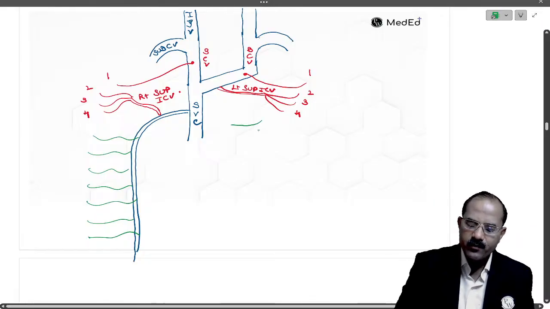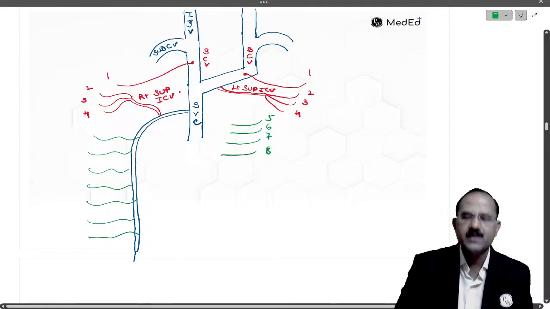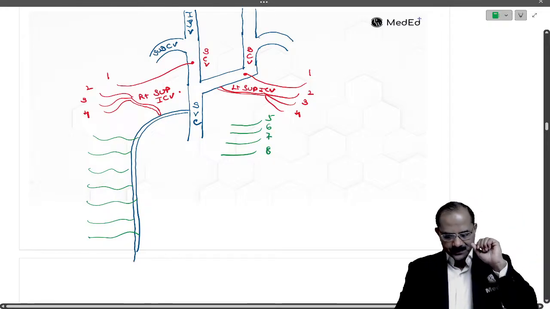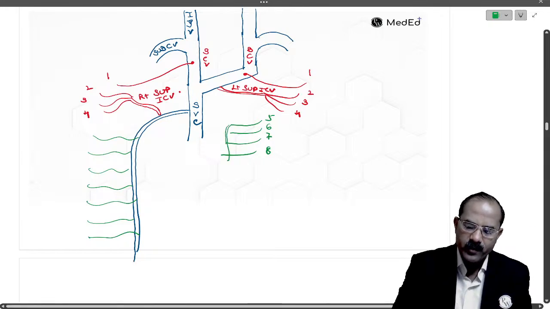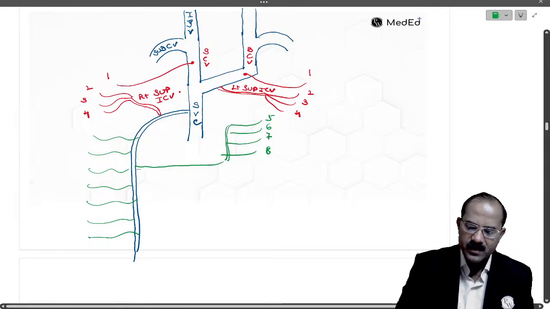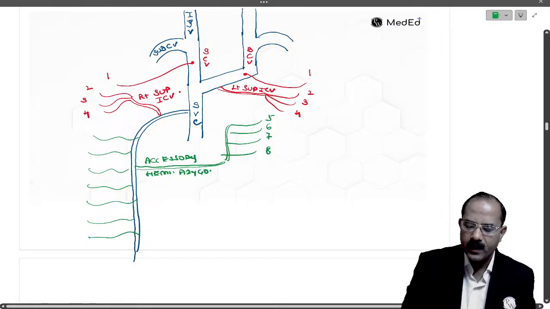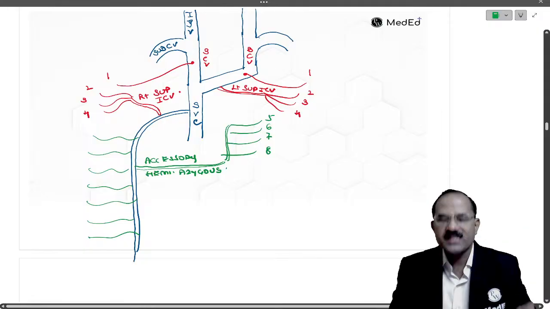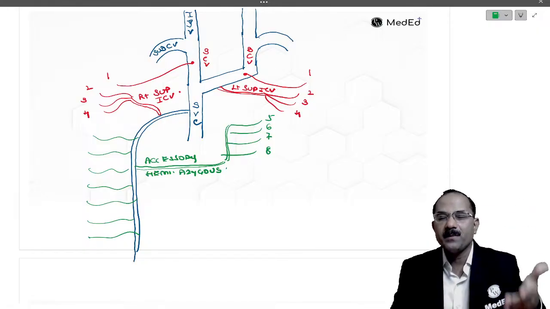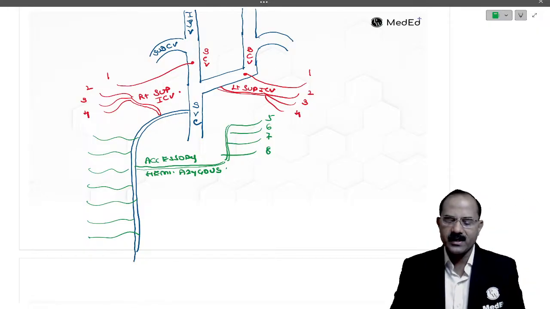On the left side, 5, 6, 7 and 8 left posterior intercostal veins join to form a vein here. What's this? This is the accessory hemiazygos vein. So 5, 6, 7, 8 on the left side join to form the accessory hemiazygos vein. This drains into azygos vein.